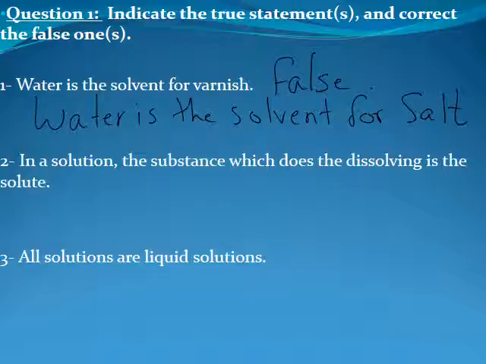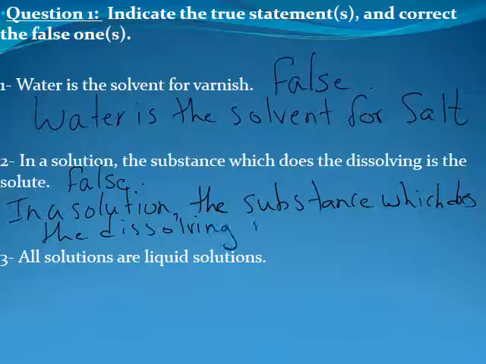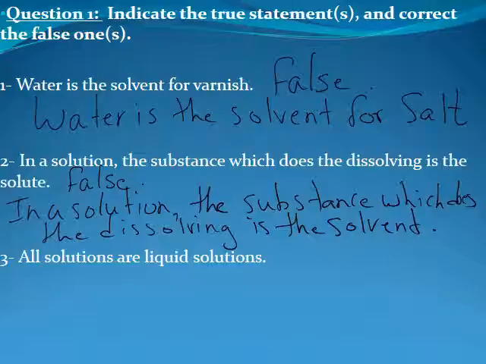In a solution, the substance which does the dissolving process is the solute. True or false? False. What's the correction of this, Muhammad? The substance which does the dissolving is called the solvent. Solvent, yeah. In a solution, the substance which does the dissolving process is the solvent, while the solute is the one that's dissolved in the solvent.